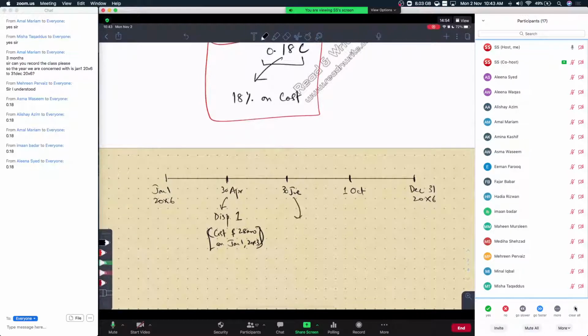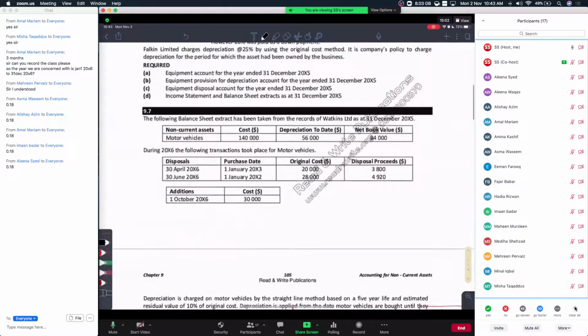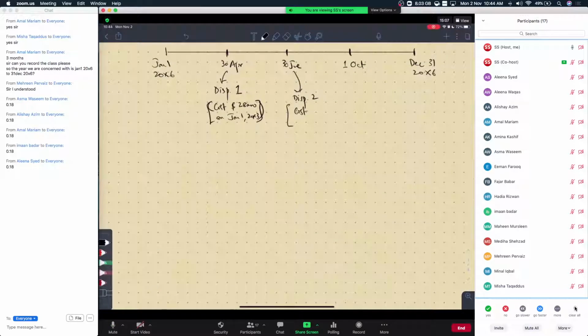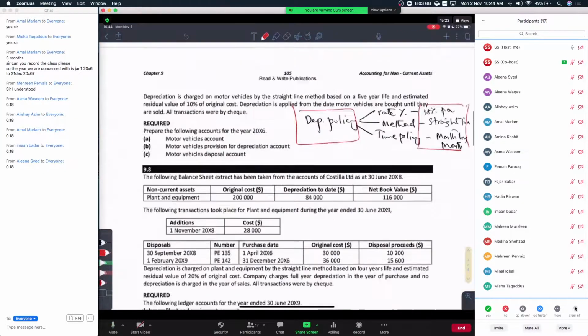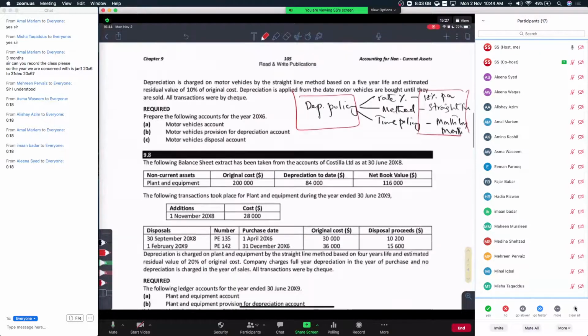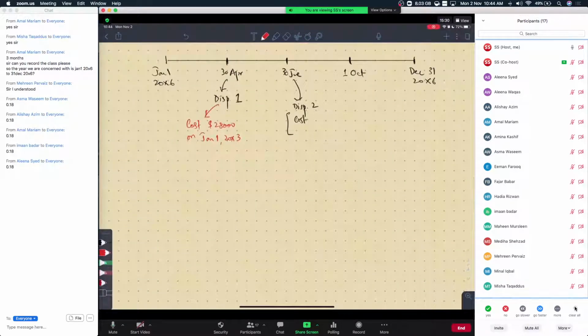30th of June we had the second disposal, disposal 2. The cost was how much? Cost was 20,000 and 28,000. Okay, sorry. Let me change. Okay. Disposal 1, the related data was, the cost was 28,000 on 1st of January 20x3. Is it 20x3? 20x3 and 20x2. Okay. 20x3, that was the first disposal.